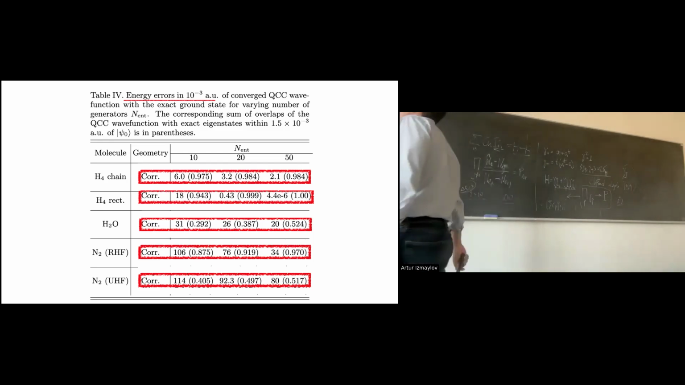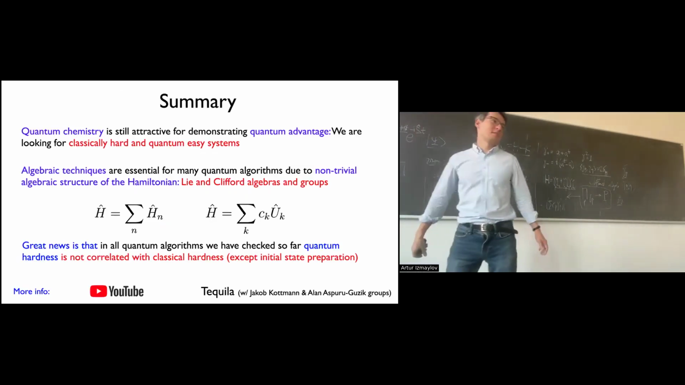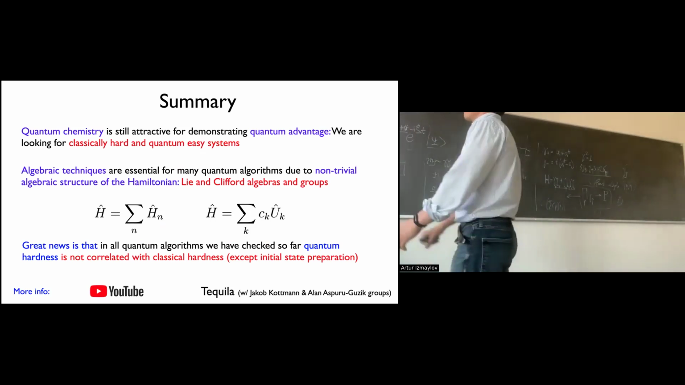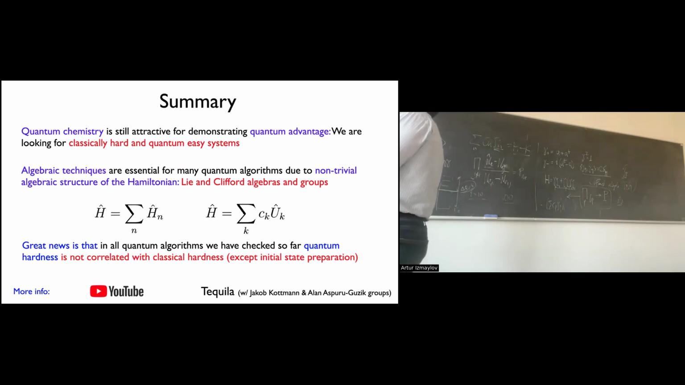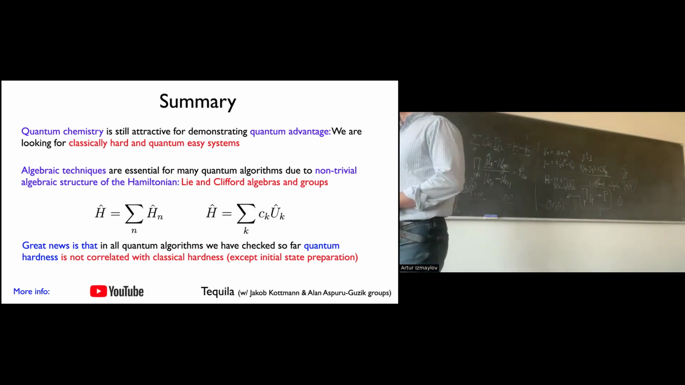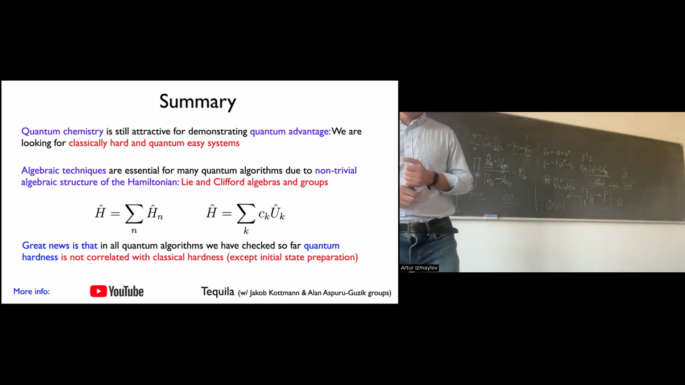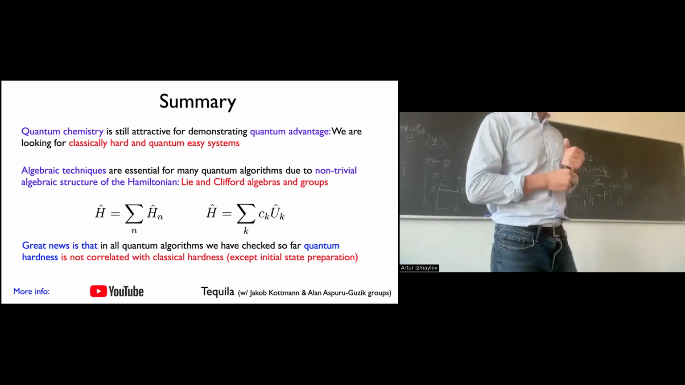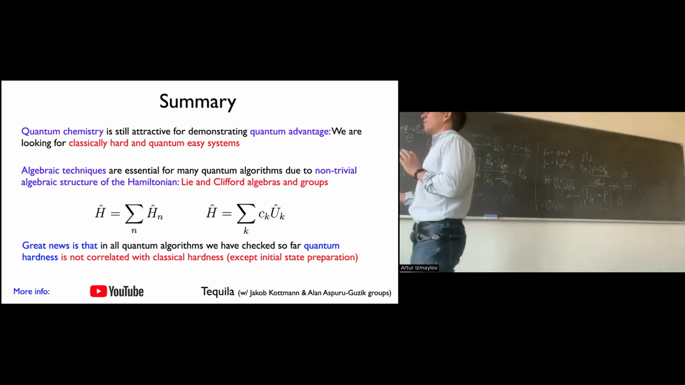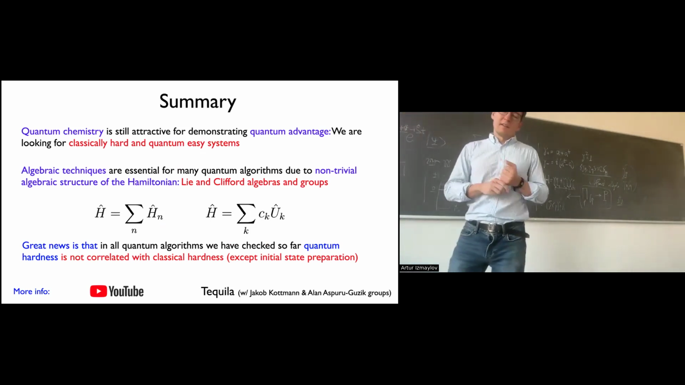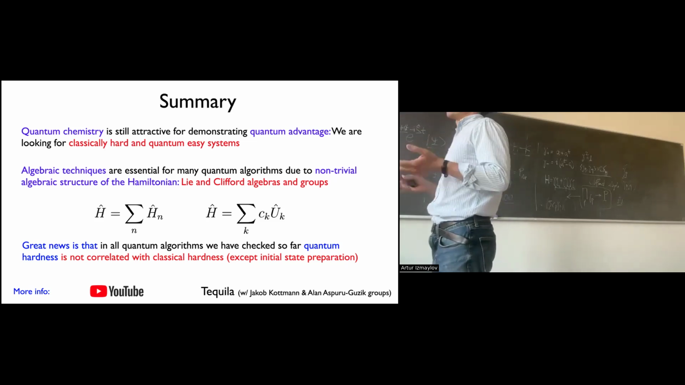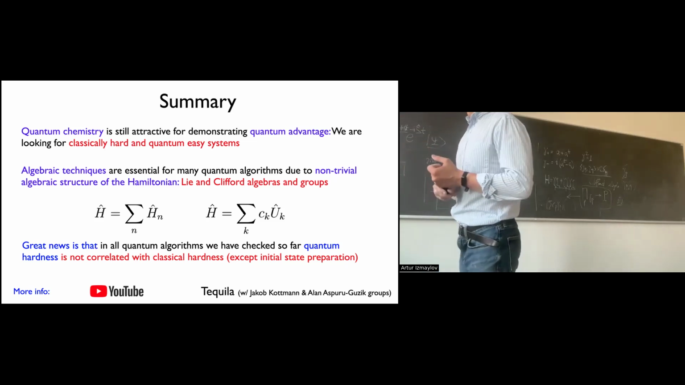Okay. To conclude, quantum chemistry is still an attractive area, and there is lots of interest in algorithms. That's why I'm doing this. Hopefully that was clear in this series of lectures. And the great news is that clearly the complexity of the systems is quite different for different algorithms, right? So the quantum algorithms have a different set of difficulties than classical algorithms, and that's something to explore further.